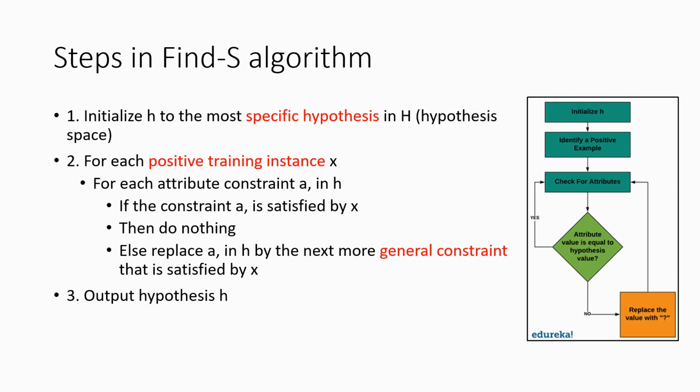Now you can see this is the algorithm for the finders algorithm. First we are initializing with the specific hypothesis. We are considering only the positive samples and we are comparing the hypothesis with each attribute. If it's satisfied, we accept. If we are not satisfied, we change our hypothesis to the general constraint, that is with the question mark. We are not considering negative samples here.